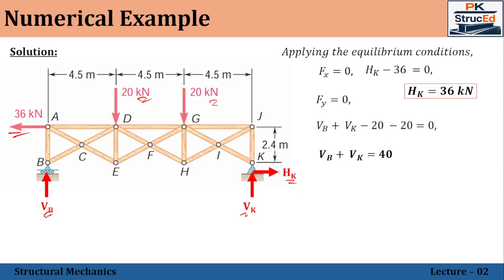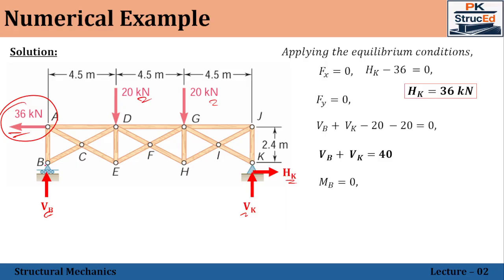Now one more thing, you can see that the structure is very symmetric and the vertical loads are also symmetric. Don't take it directly as Vb is equal to 20 and Vk is equal to 20, because in addition to these two forces, we have this 36 kilonewton also acting, which makes the structure not symmetric with respect to the forces. So directly we can't solve for Vb and Vk. We need to apply the equilibrium equations.